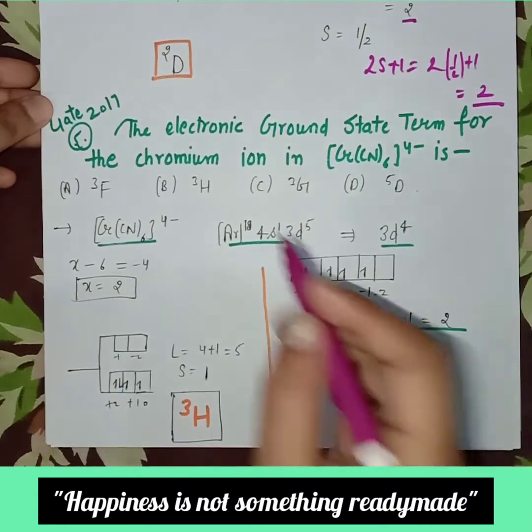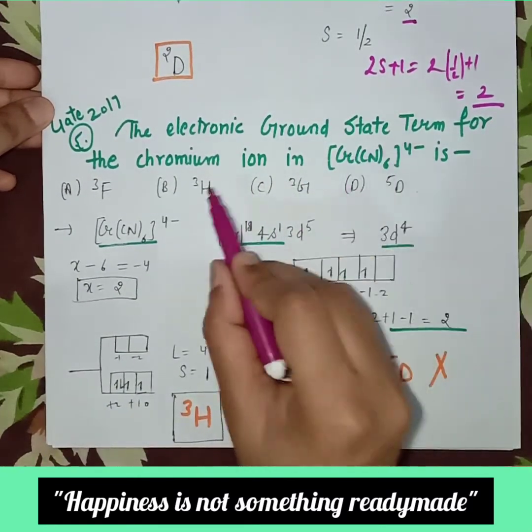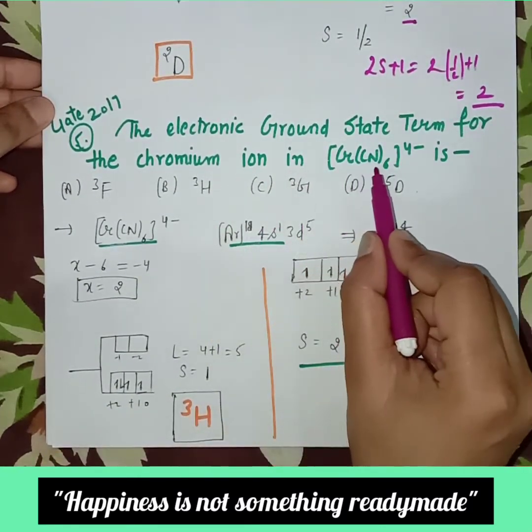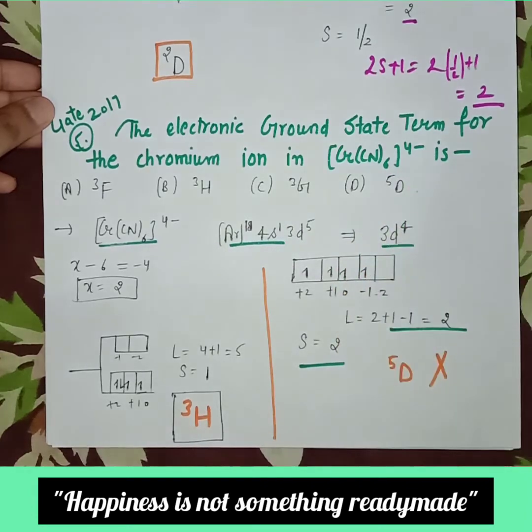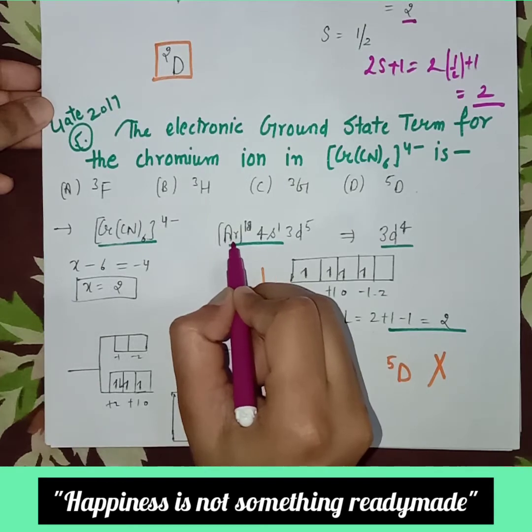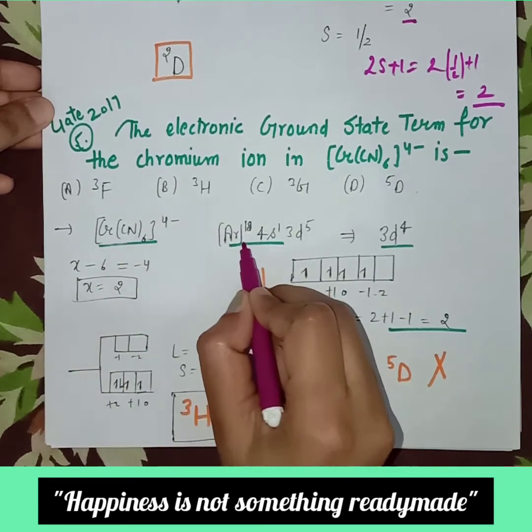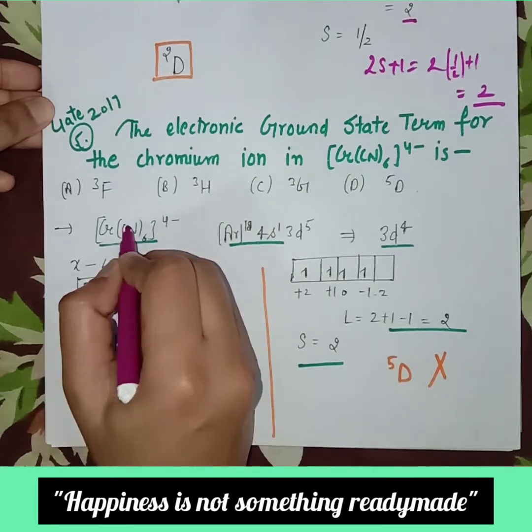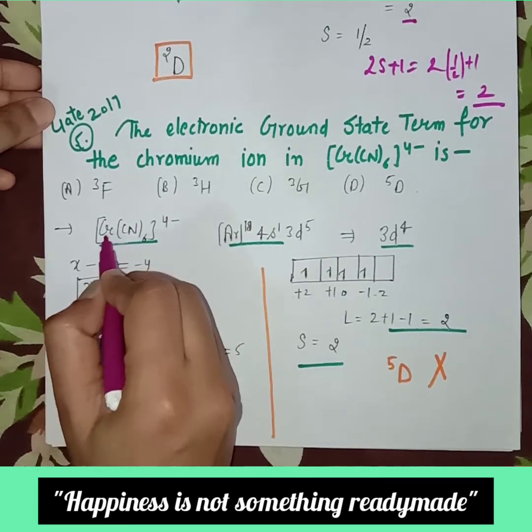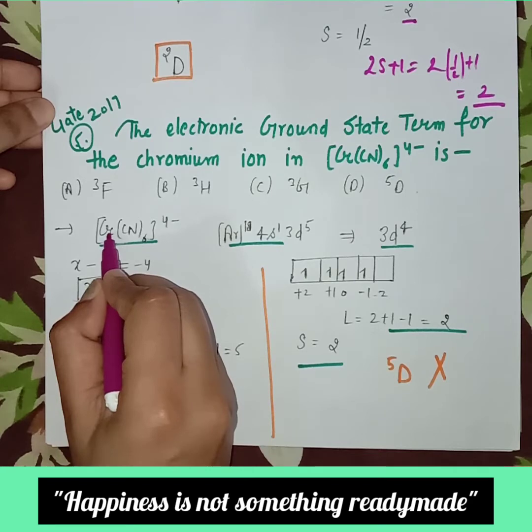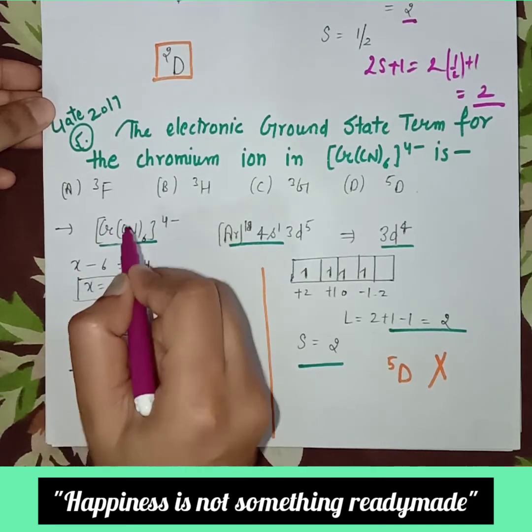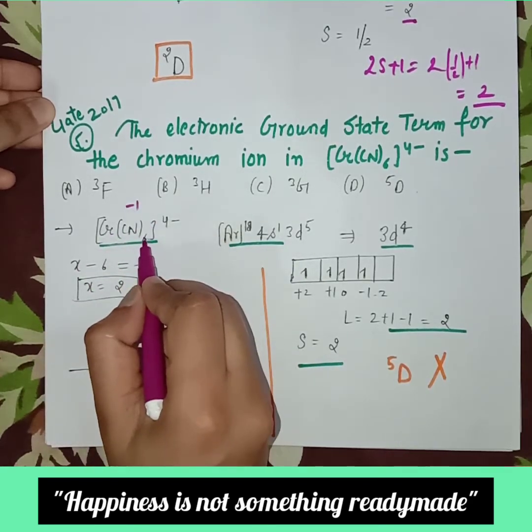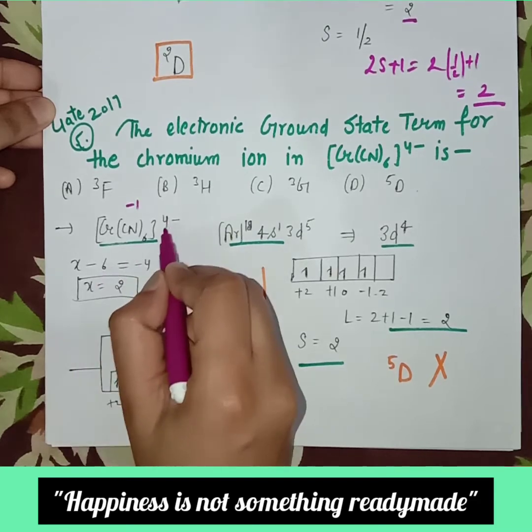Next, electronic ground state term for chromium ion in chromium CN6 negative. Then take this, here write electronic configuration for chromium, that is this one, 4s1 3d5. After removing, here oxidation state is, let chromium be X, CN has -1, so -1 into 6, -6, X minus 6 is equal to -4.